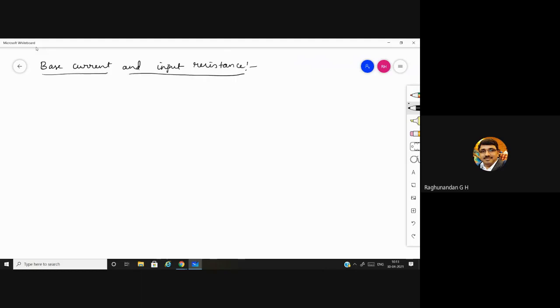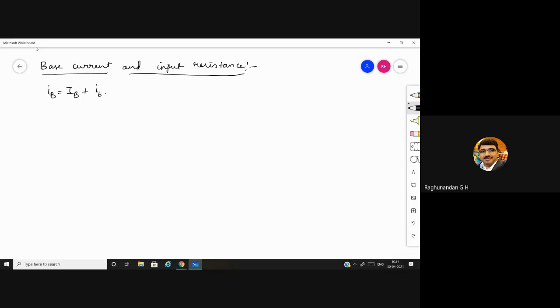Base current and input resistance. So base current, as usual, we know that the base current is a factor of collector current, and we can separate the base current into direct current component and small signal component again. That is, we can write it as small i_B is equal to capital I_B plus small i_b. So this is how we can split it up.